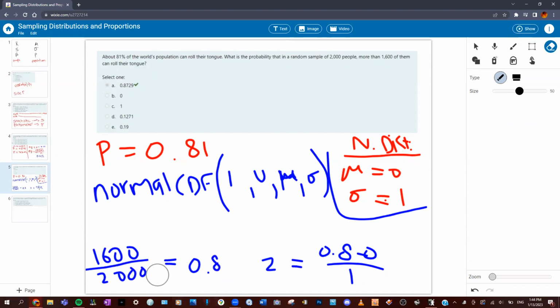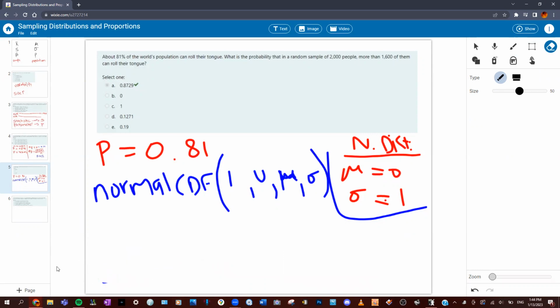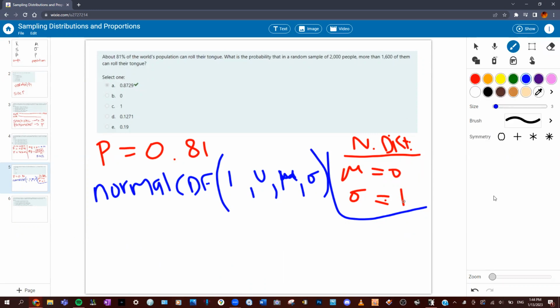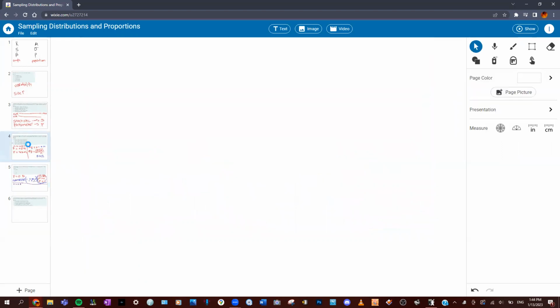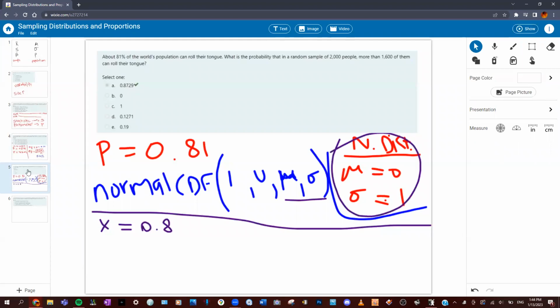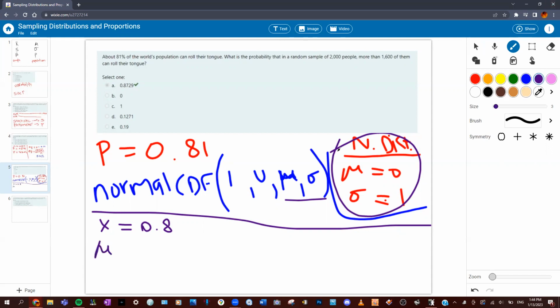Okay, sorry, I just realized I messed up something here. So forget about that. Actually, don't forget about that. We do need to find the z-score still, and it is true that x is 0.8. We will use this when we type it in here, but we can't do that for the z-score. Instead, we have to use those formulas like we just did over here. So the mean is just going to be the same as the probability, which is 0.81.